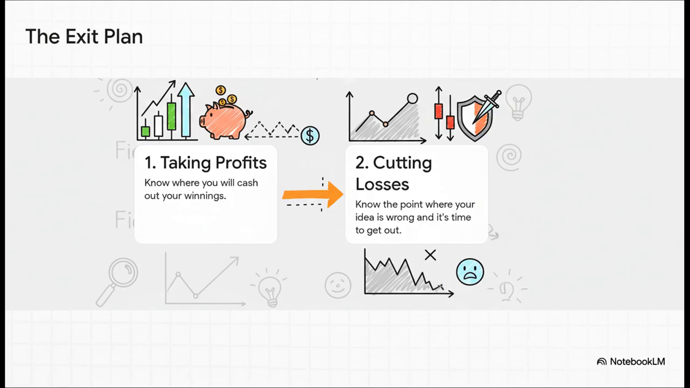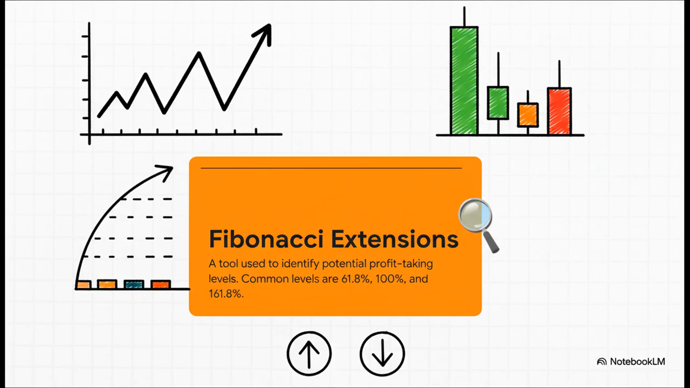So, to set some logical profit targets, we can use another Fibonacci tool called extensions. These basically project potential levels up ahead where the trend might start to run out of steam. And just like the other Fibonacci levels, tons of traders are watching these spots to cash out, which helps make them pretty reliable targets.